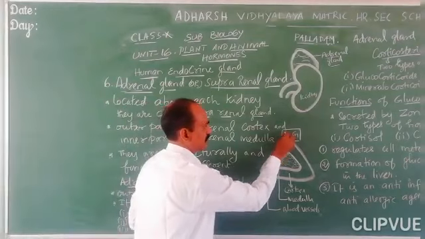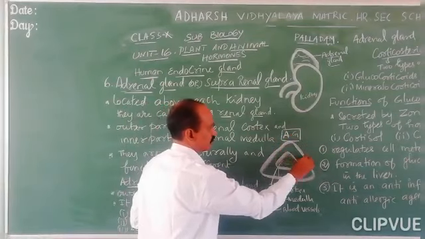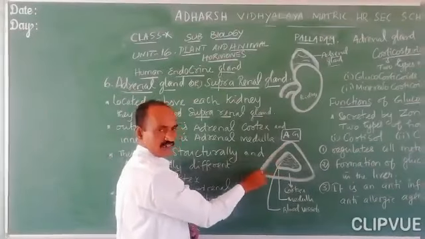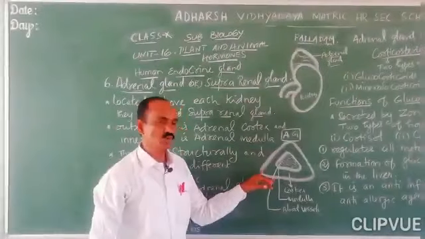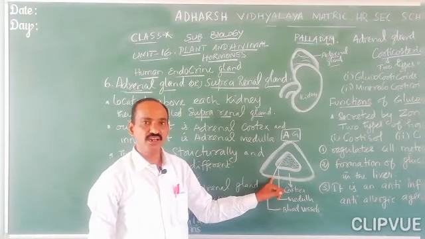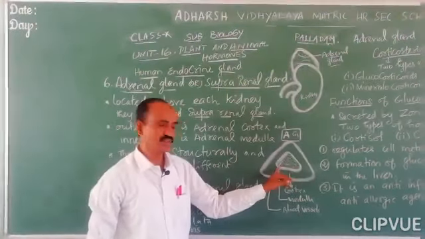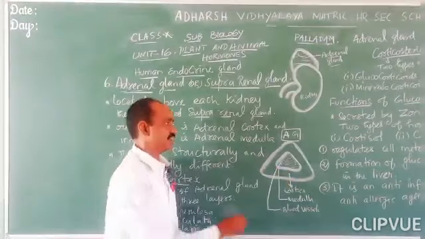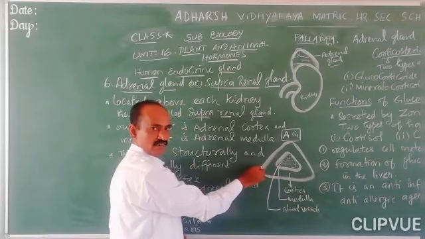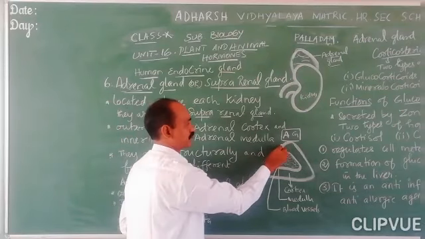Then that adrenal gland contains 2 regions. This is adrenal gland, which I have drawn here. You can see this one is adrenal gland. Adrenal gland contains 2 regions. This is the outer region, that is called adrenal cortex. This one is the inner region, that is adrenal medulla.